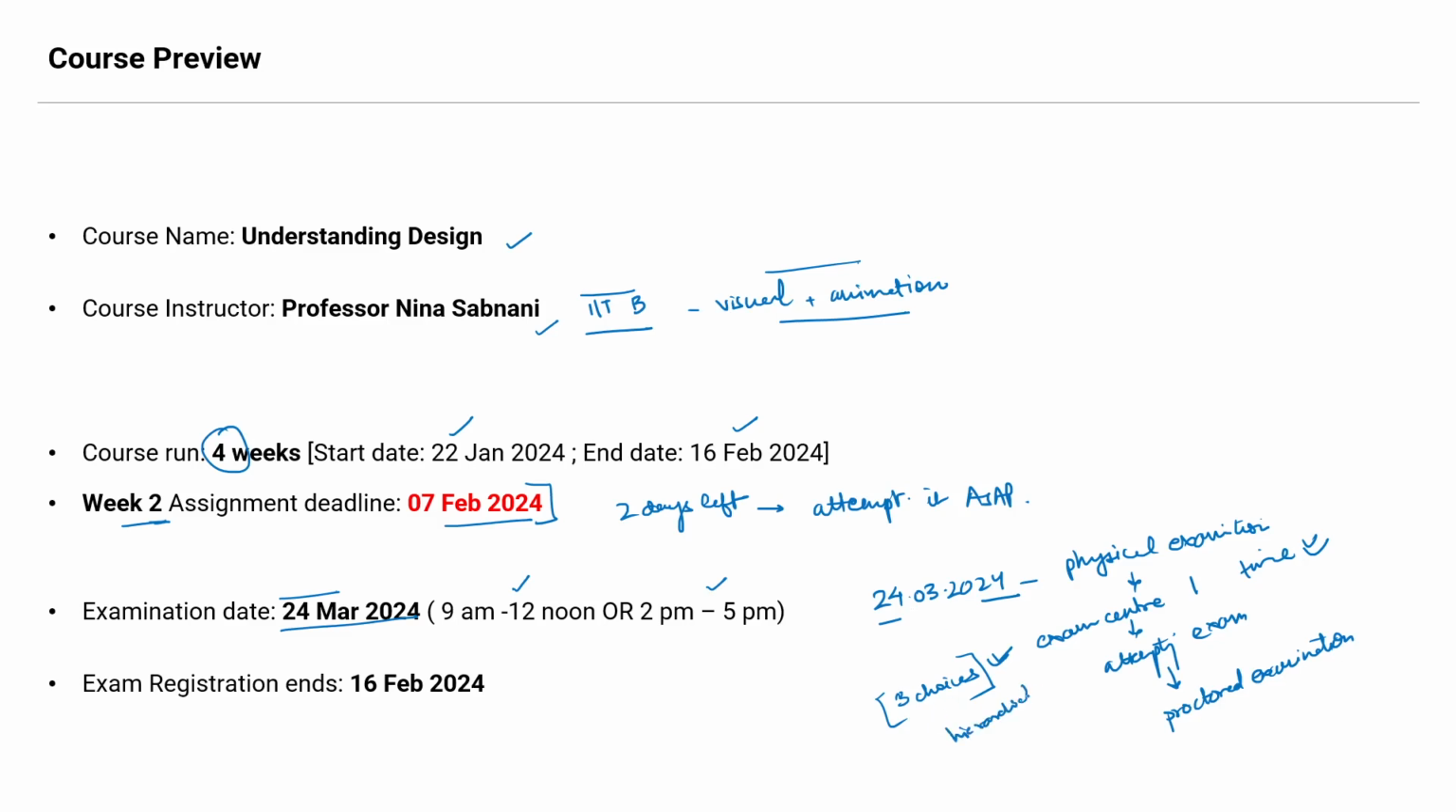Pehle aapka preference kya hai, doosra aapka kya hai, teesra aapka kya hai. It could be based on distance, it could be based on proximity, one and the same thing. Depending upon your comfort, you can give these three choices. The last date for registration is the 16th of Feb.